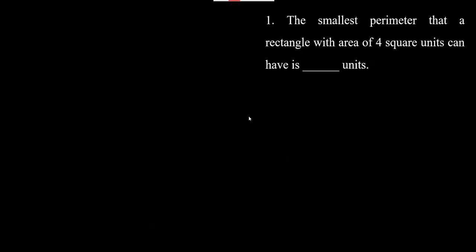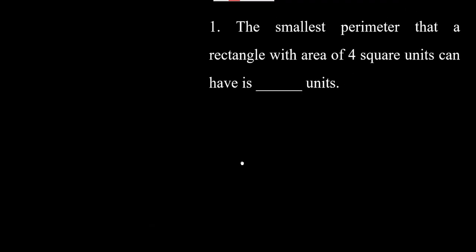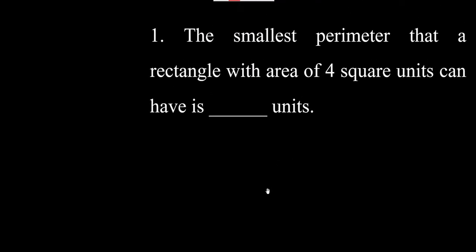Now see the first question. The question is: what is the smallest perimeter of a rectangle with an area of 4 square units? Units are not mentioned, let it be meters. An area of 4 meter square is required. What is the perimeter of the rectangle? The area of the rectangle must be 4 square units, which can be meters or centimeters. So 4 centimeter square or 4 meter square is the area of the rectangle. The question is: what is the smallest perimeter?